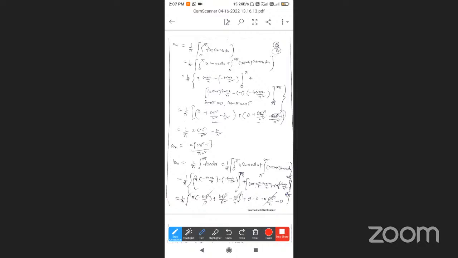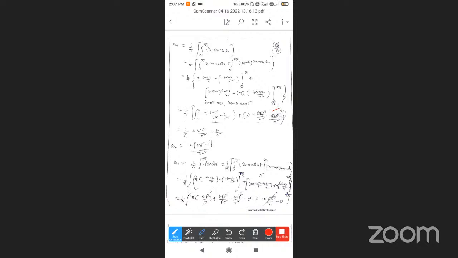Next, plus, from 2 pi minus x into sin nx by n, minus d by dx of (2 pi minus x) is minus 1, into the integration of sin nx by n, which is minus cos nx by n square. The limits are pi to 2 pi.